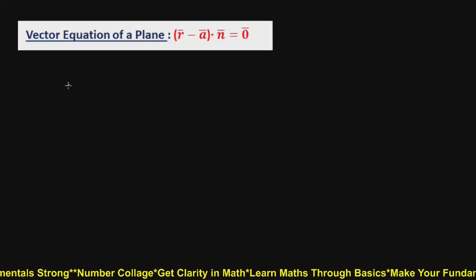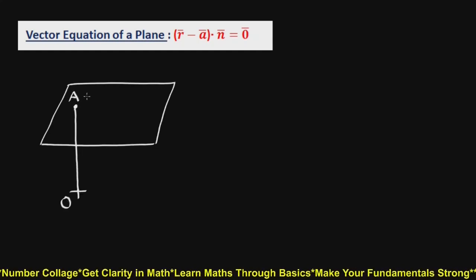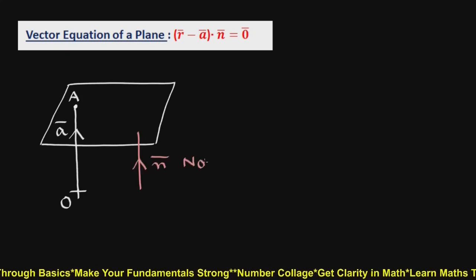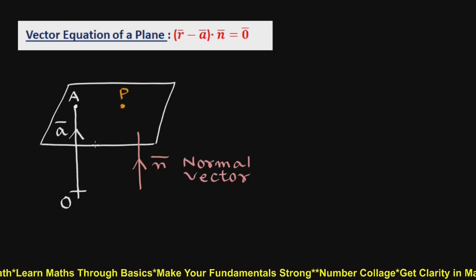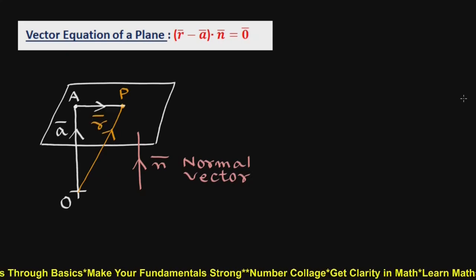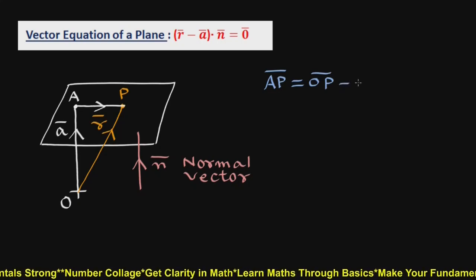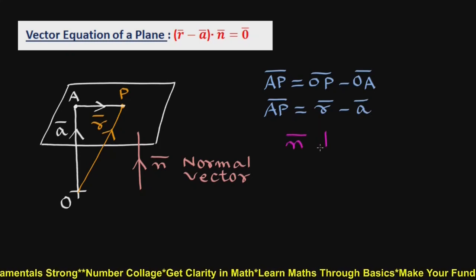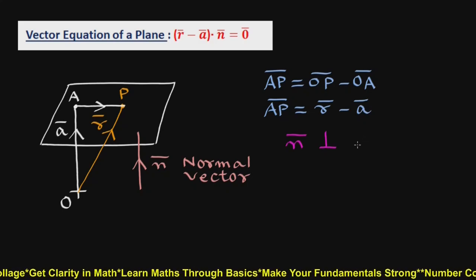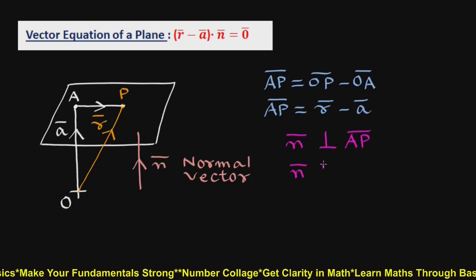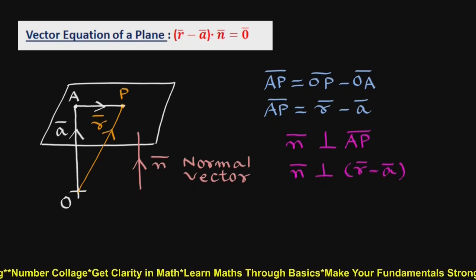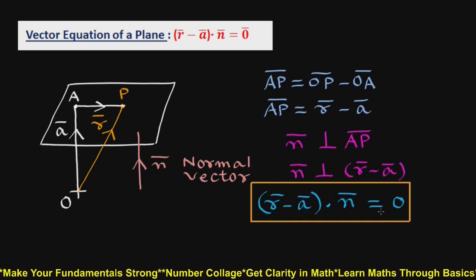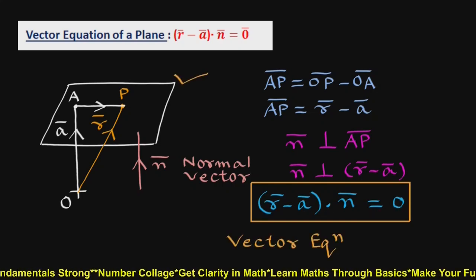We have to find equation of this plane which passes through point A whose position vector is a bar. There is a vector n bar normal to this plane, and P is an arbitrary point on this plane whose position vector is r bar. Now AP bar is OP bar minus OA bar, which is r bar minus a bar. Next, normal vector n bar is perpendicular to vector AP bar because AP bar entirely lies in the plane, that is n bar is perpendicular to r bar minus a bar. Dot product of two perpendicular vectors is 0. So (r bar minus a bar) dot n bar equals 0 is the vector equation of this plane.